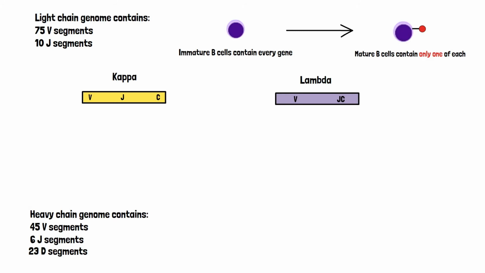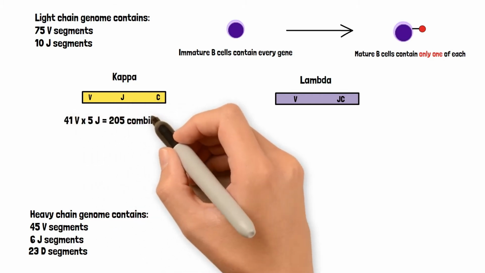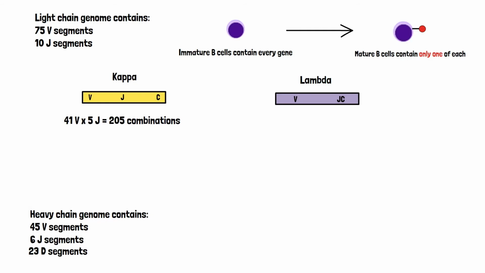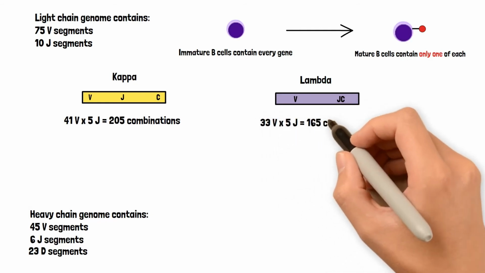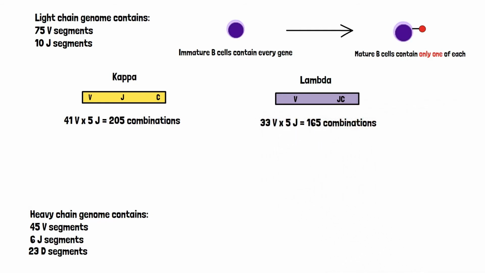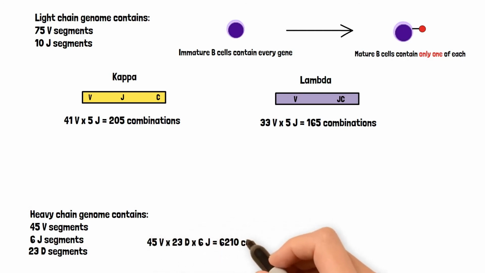So let's do the math. For a kappa light chain, there are 41 V segments and 5 J segments. This makes for 41 times 5, or 205 different combinations. For the lambda light chain, there are 33 V segments and 5 J segments, or 165 combinations. The heavy chains have 45 V regions, 23 D regions, and 6 J regions. Multiplied together, this allows for 6,210 combinations.